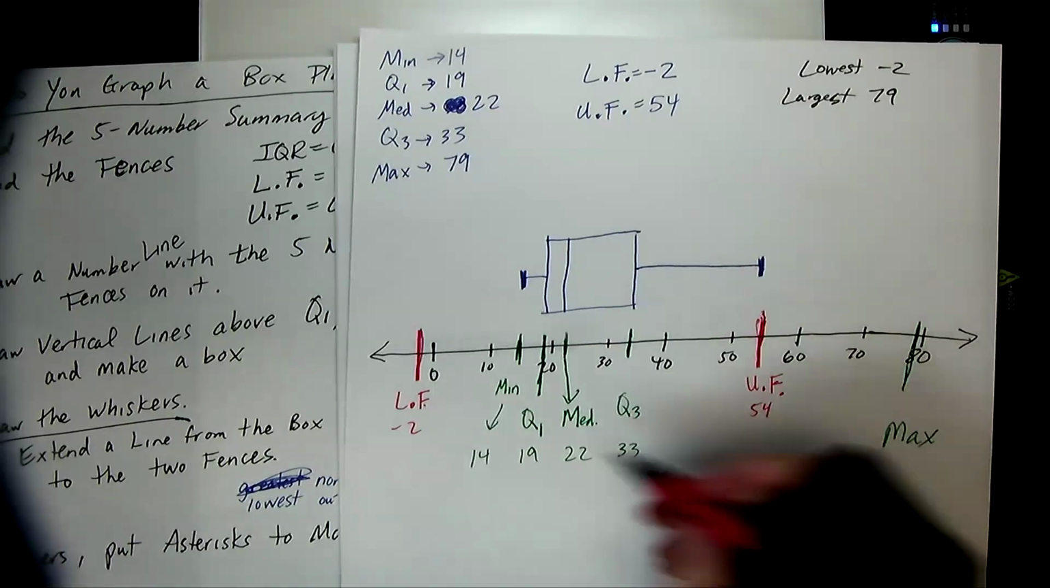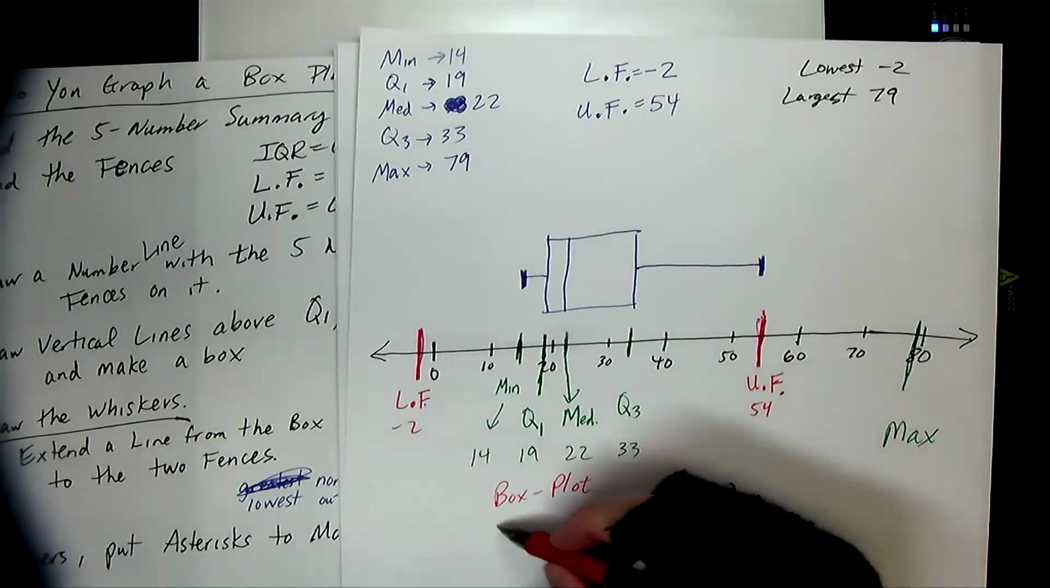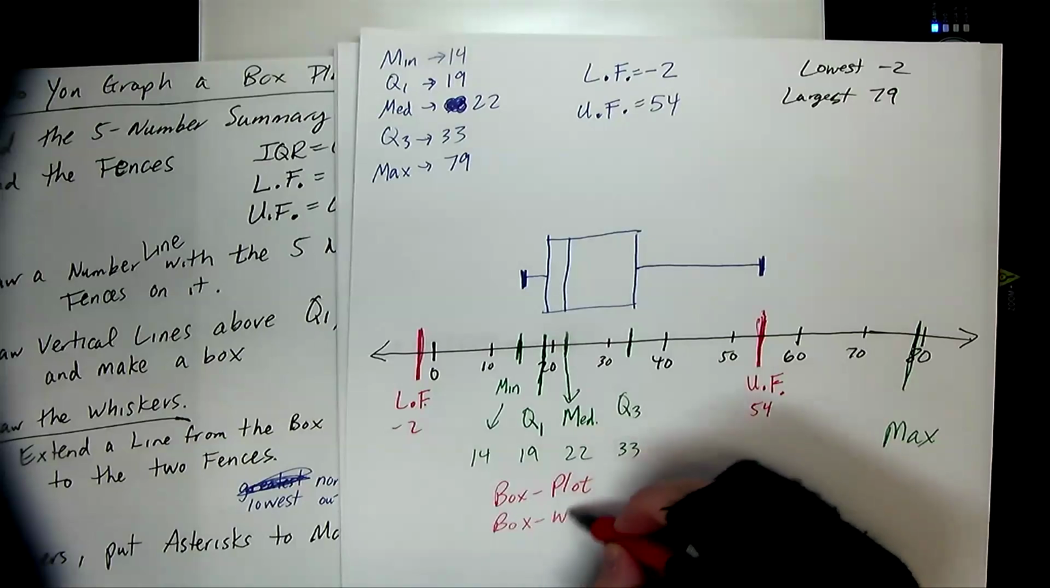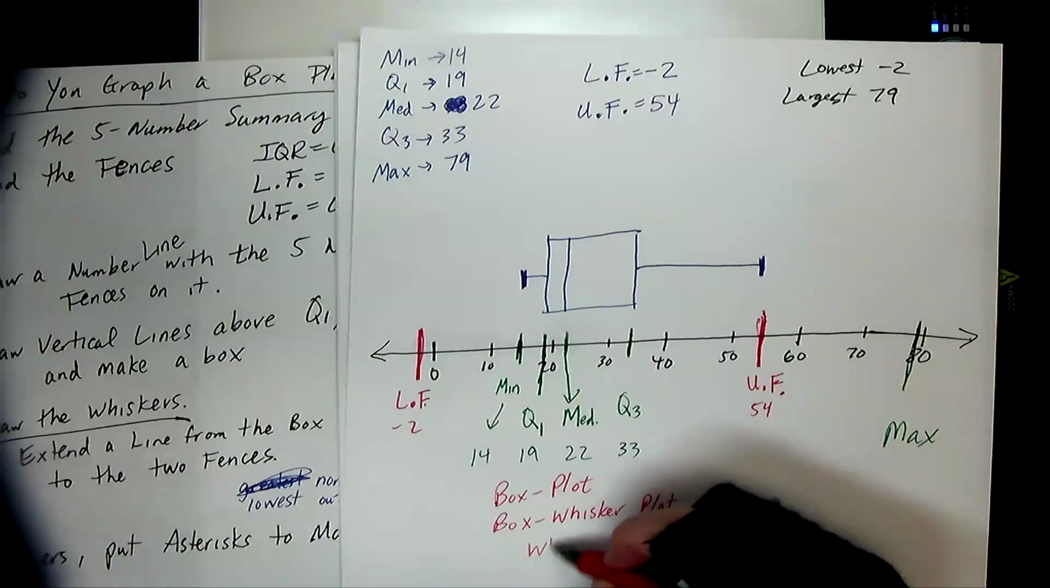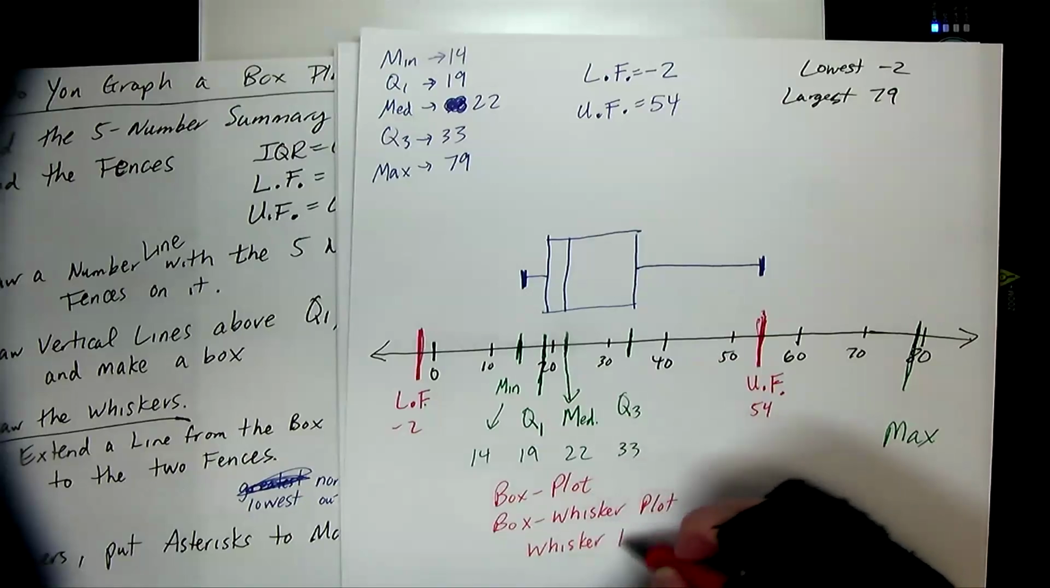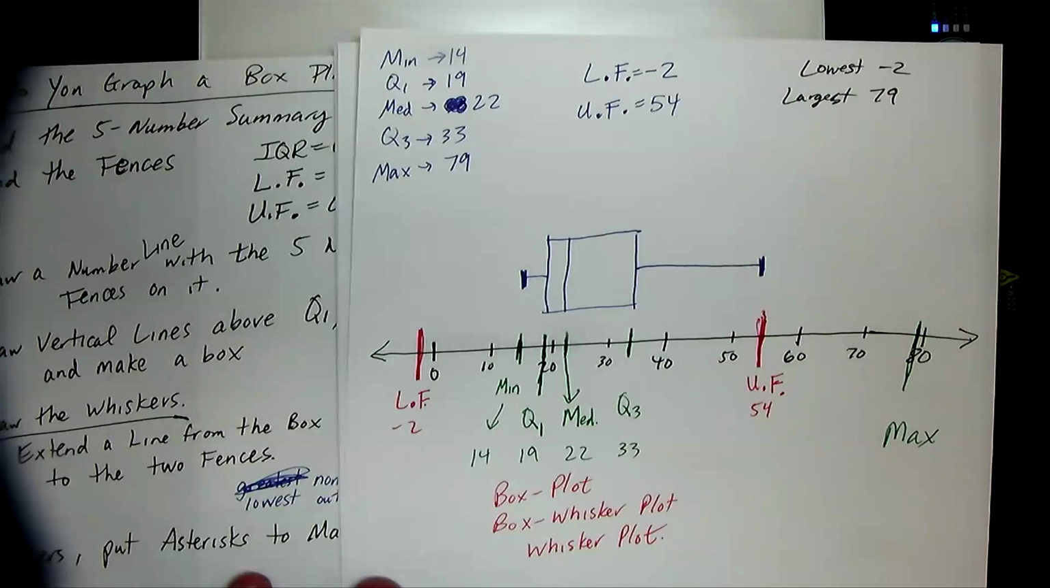So this is called the box plot. Sometimes it's called the box and whisker plot, and sometimes it's just called the whisker plot. You'll see all sorts of names. I believe StatCrunch calls it box plot. We're gonna do it on the computer in a second. Really easy.